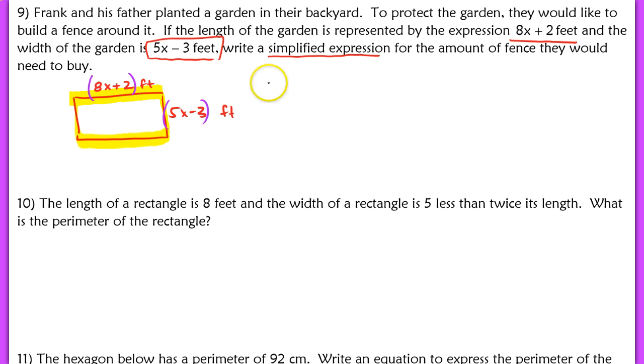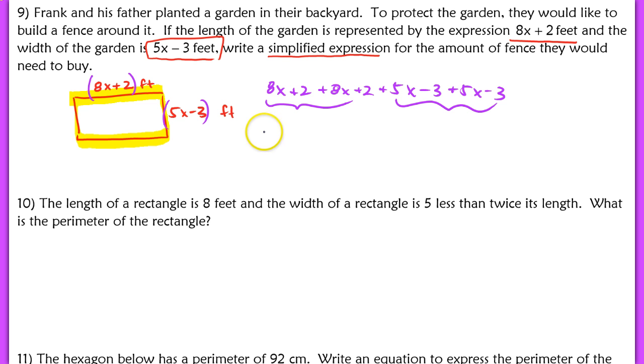Now you can, if you want, write a very long expression that looks like this and just combine like terms, but I want to do this a little bit quicker with you. So I have 2 of these, and I have 2 of these. So instead I'm just going to say 2 times 8x plus 2 plus 2 times 5x minus 3. This is twice the length plus twice the width. So that's an expression for the perimeter of a rectangle.